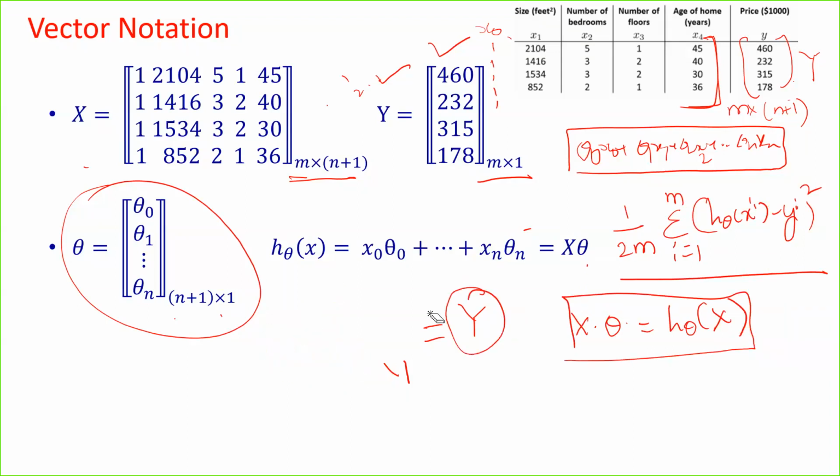So now h theta of x, capital X, is of size m by 1, and y is also of size m by 1. What you are essentially doing is taking the difference between them, right? And then I'm taking the square of it, right?